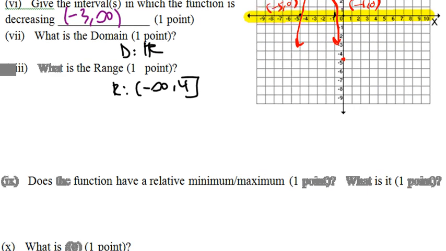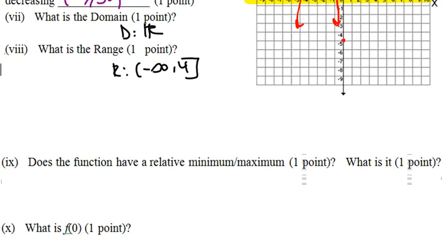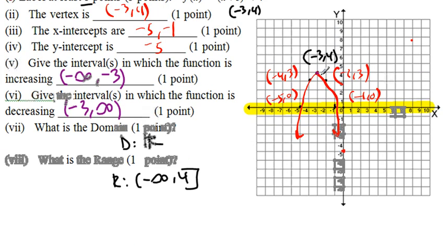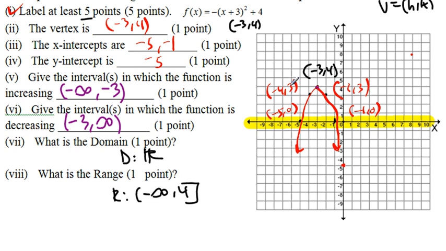Coming down here, does the function have a relative maximum or minimum? Well, this right here has a maximum, and I'm going to circle that point. And what is it? It's going to be 4. Look at the y-axis. If I draw a dotted line right here, that's the maximum number that our quadratic will go to. It can't go any higher than 4. Okay?